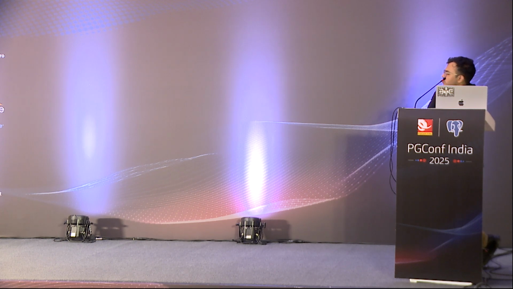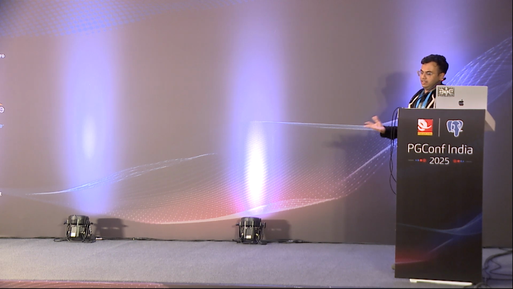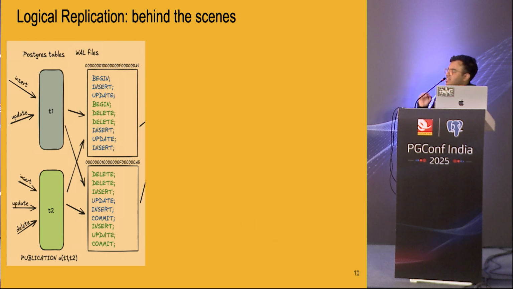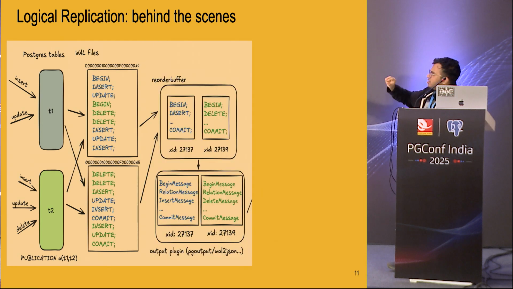So this is a pictorial representation of the same. On the left side we have 2 Postgres tables T1 and T2, and they're having transactions on them, changes being done to the tables. Let's assume there's a publication on these 2 tables. Then the transactions that are happening are sent to 2 different WAL files because they're very big transactions. You can see that the green transaction and the blue transaction are in 2 different WAL files. They're also interleaved with each other because they're happening at the same time. So what we have to do is first start the reorder buffer.